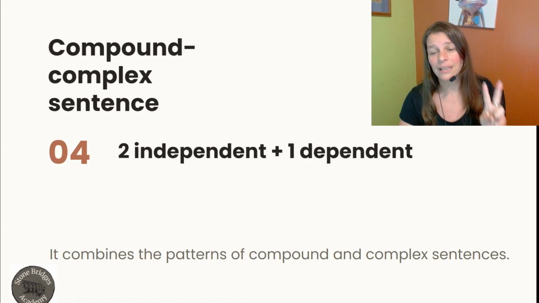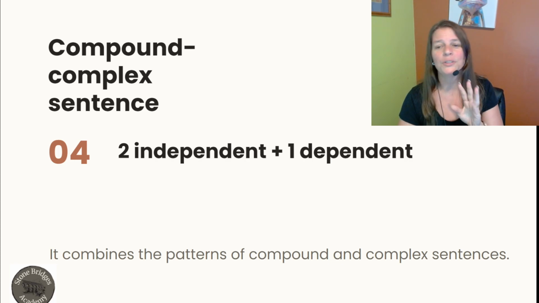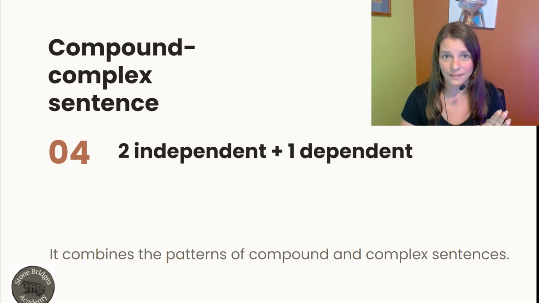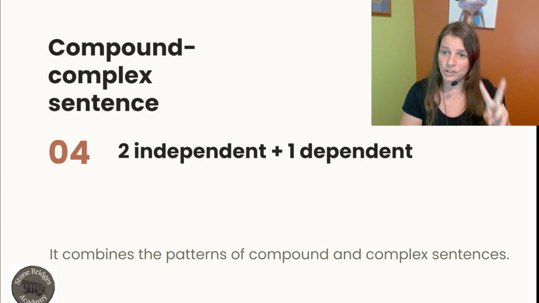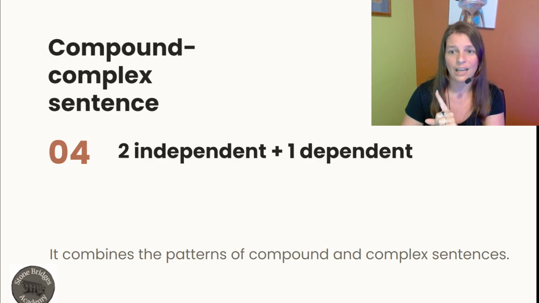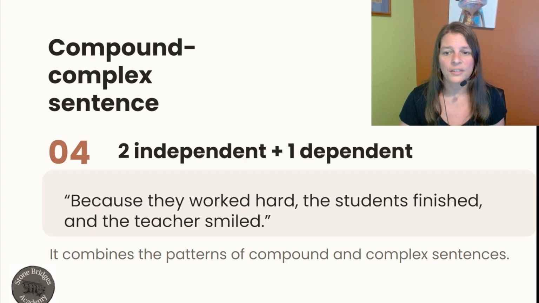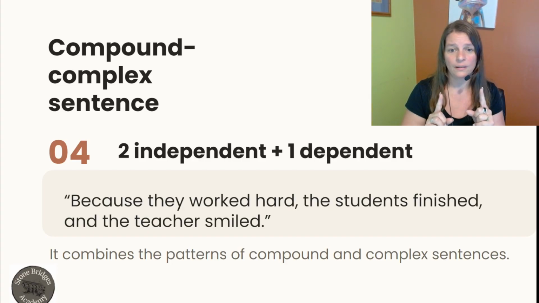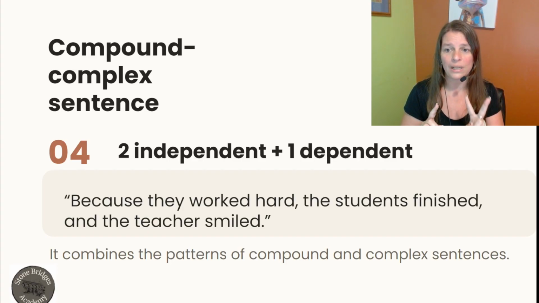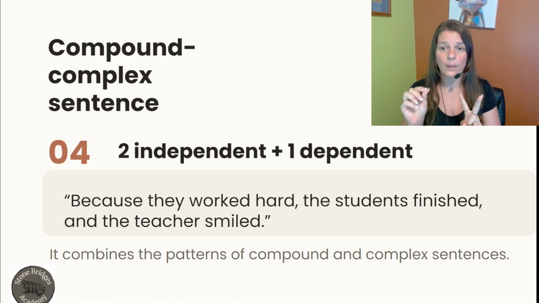The compound complex sentence puts 2 independent clauses plus a dependent clause. So this is the most complex sentence that you can make. It's 2 independent thoughts that can be on their own plus 1 dependent thought that cannot be on its own. So an example of that would be: because they worked hard, the students finished and the teacher smiled. So we have the 2 independents, the students finished and the teacher smiled. Those are your 2 independent clauses. And then the 1 dependent that cannot stand by itself is because they worked hard.